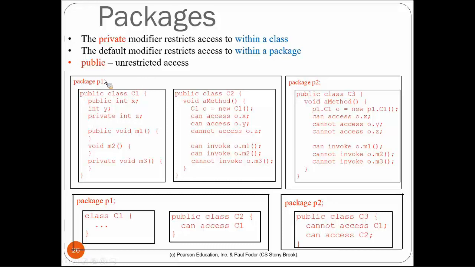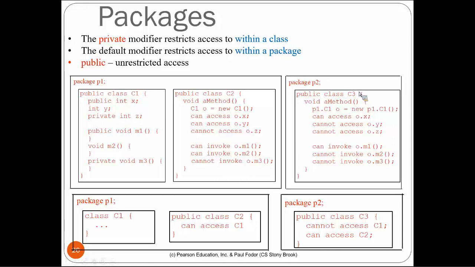From a class C2 in the same package P1, from a method, if I create an object of the type C1, I can access the data field X because it's public, and the data field Y because it's default modified and I'm in a class in the same package as the class C1, but I cannot access the private data field Z. Similarly, I can invoke the public method M1, the default modified or package level method M2, but I cannot invoke the private method M3.